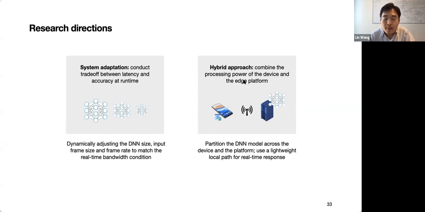Another approach is called the hybrid approach. So we have the device, we have the edge platform, and then we can try to combine the processing power on the device and on the edge platform. So what about we do some computation locally, and at the same time we do some computation on the server. At the end, we combine the two to provide the video analytics results, right? So actually, we can either partition the DNN or use a lightweight local processing, like a small model locally, to provide a real-time guarantee on the device. At the same time, we use the cloud processing, which produces higher accuracy, to help the local processing.